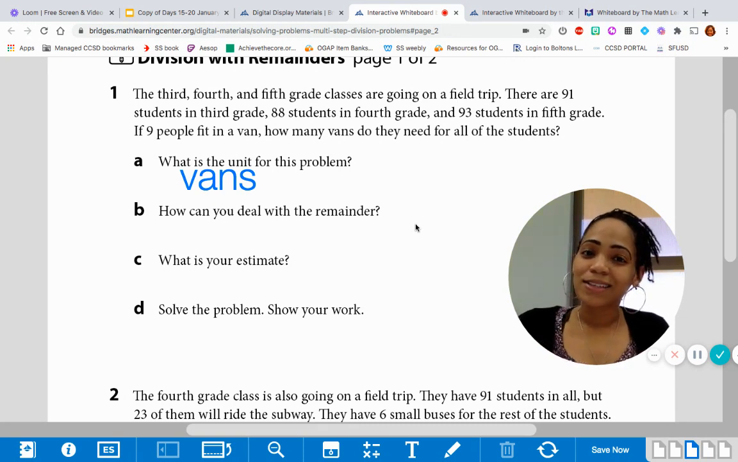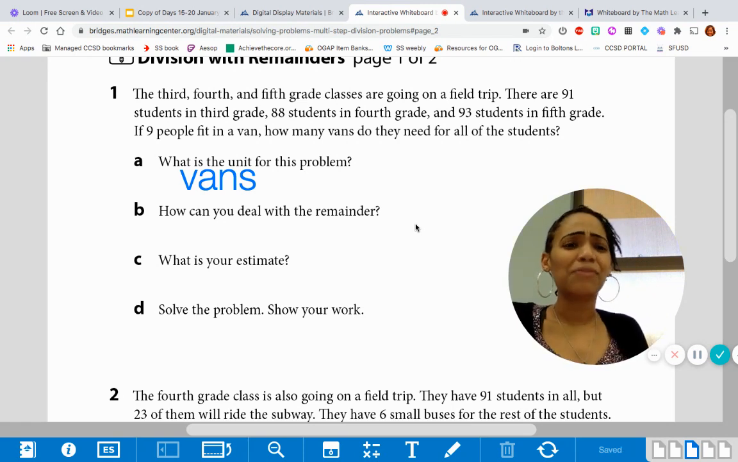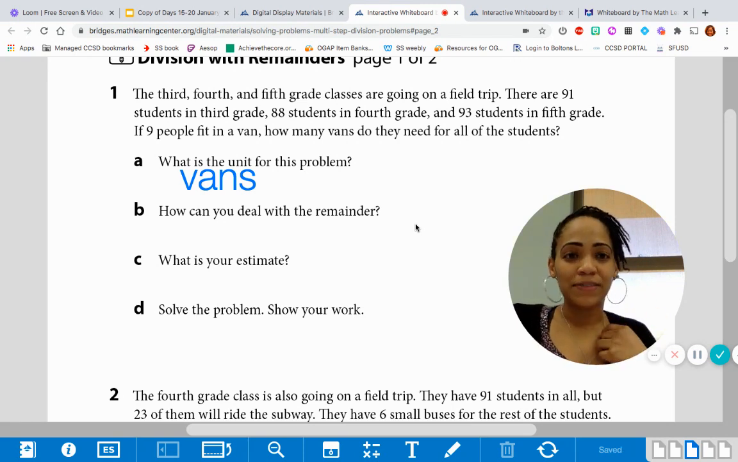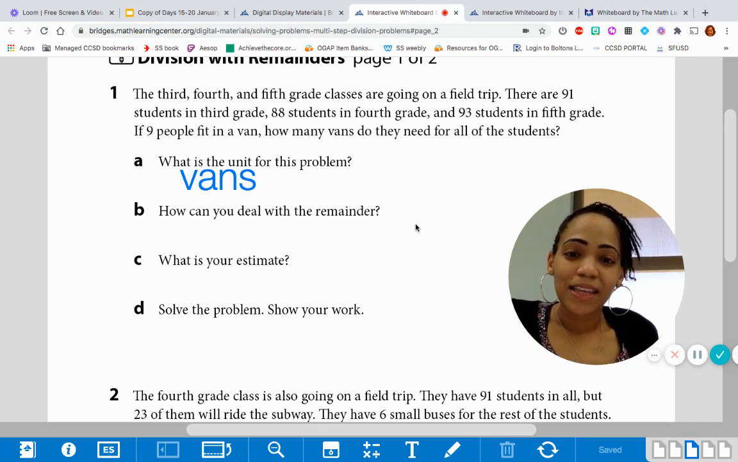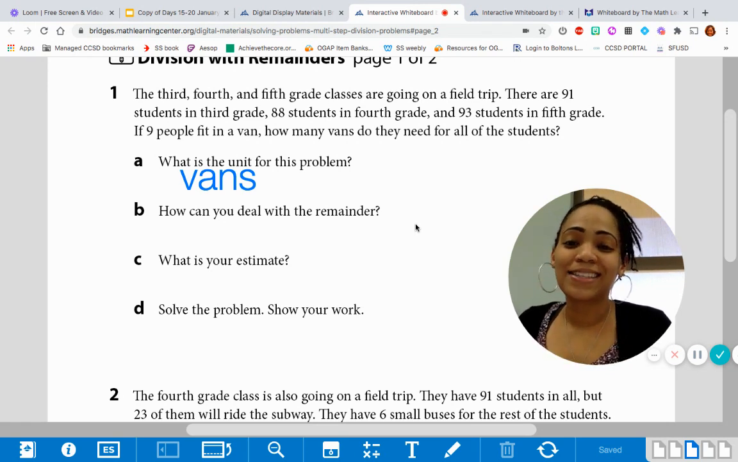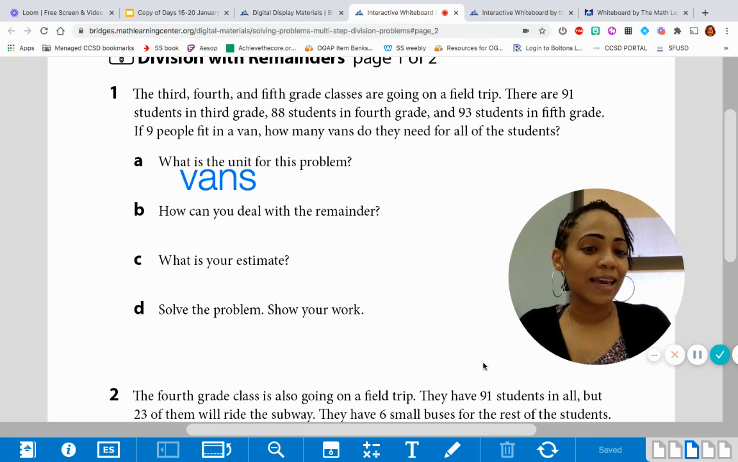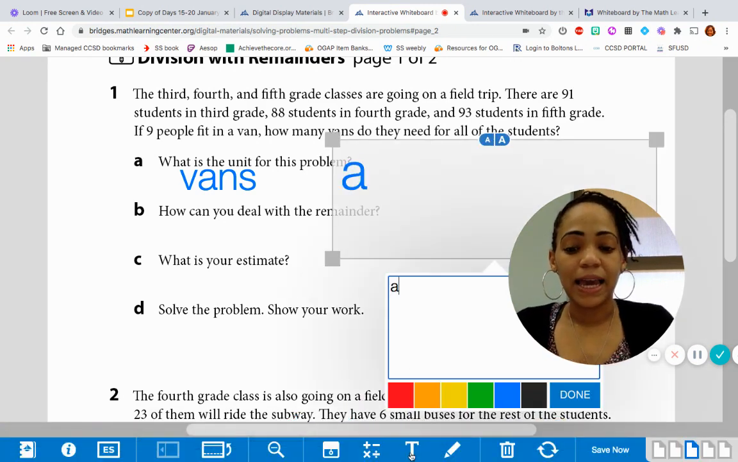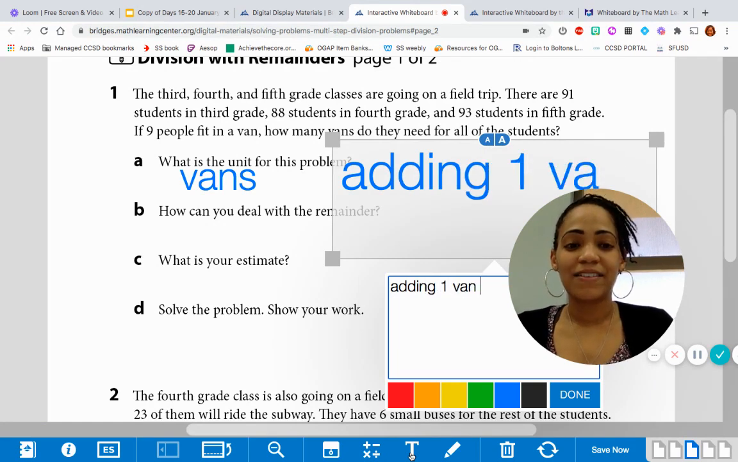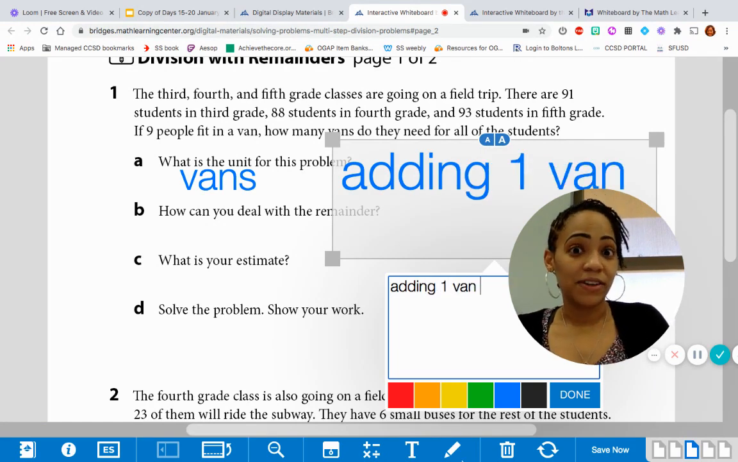Think about the context of this problem. We have people. If you were left over because maybe you didn't fit on a van, what would you expect the school to do? Add another van, right? That would only seem to make sense. So in this case, we could deal with the remainder by adding one van if there's a remainder.